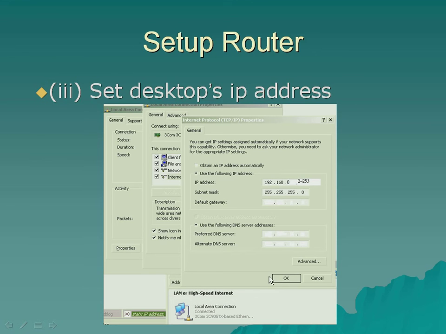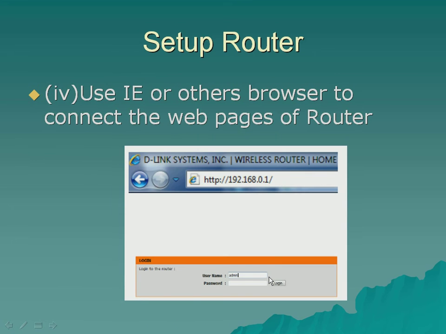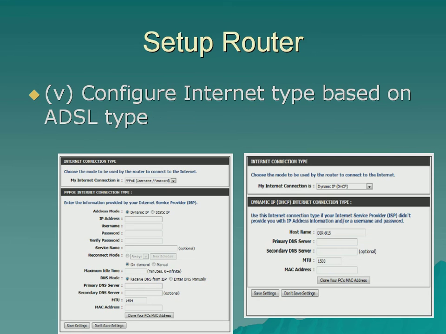After that, please click OK to change your TCP/IP address. Then you can open your browser, and you will see the login page. After login, you need to set 2 items. The first item is the internet type, and the second is the Wi-Fi related items. So I will introduce the first one.